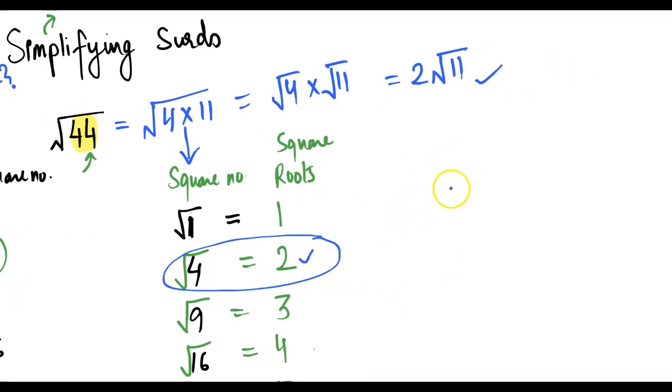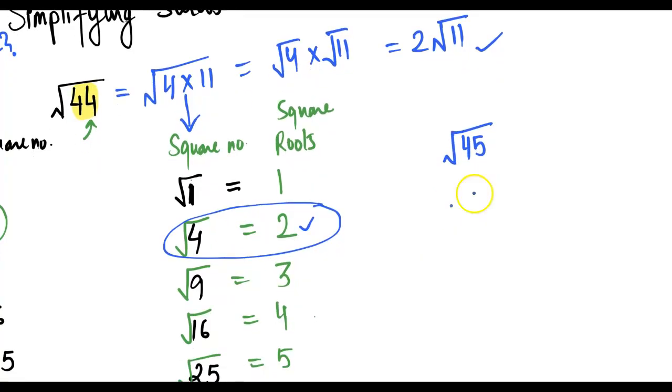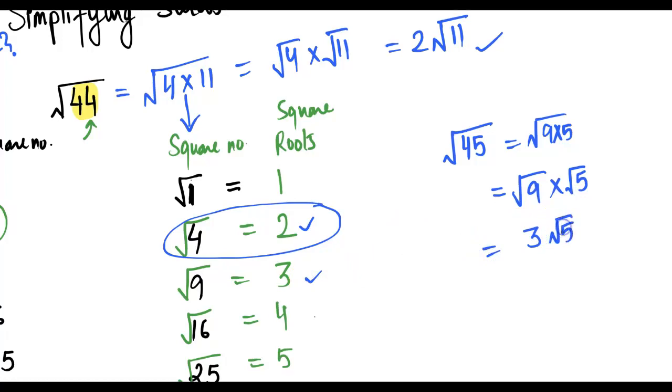Similarly, if I ask you to solve square root 45, every time you have to divide this number by a square number. Obviously 1, we don't really think of 1. 4 can't divide 45. Let's see if 9 can divide. Yes, 9 times 5 is 45. So you can split it: square root of 9 times square root of 5. Square root of 9 is nothing but 3, and square root 5, right?